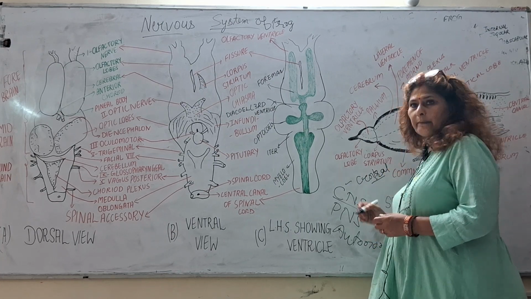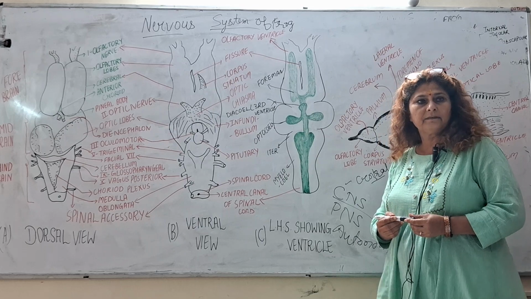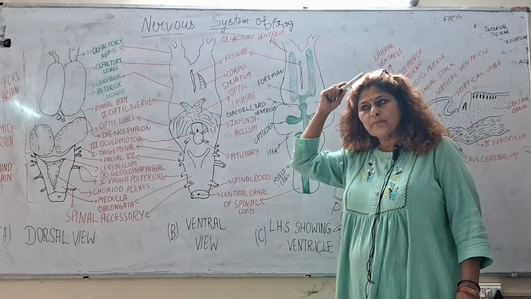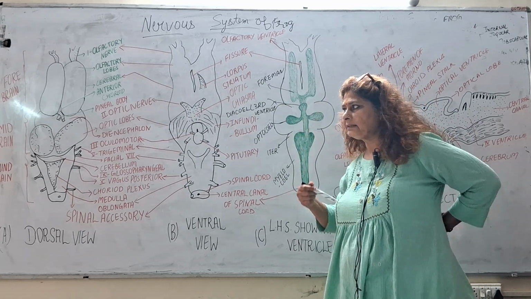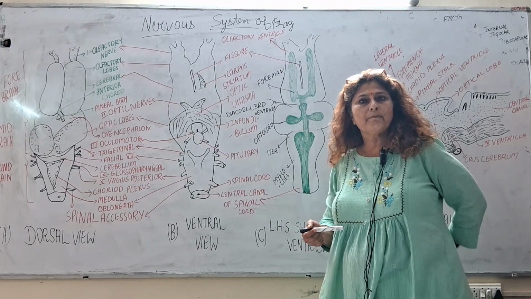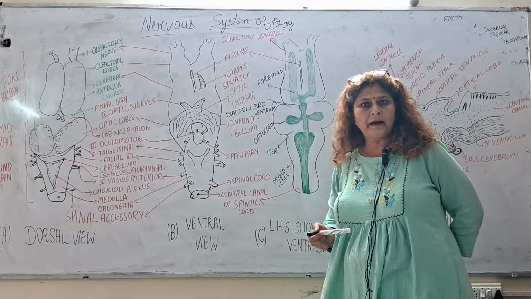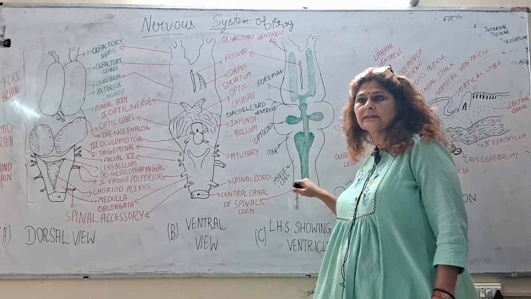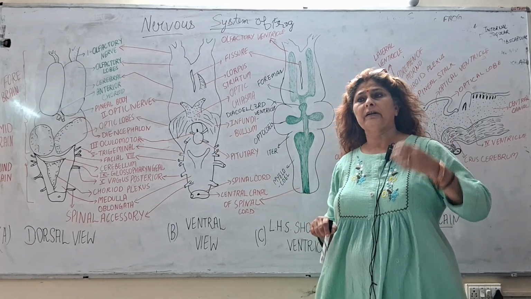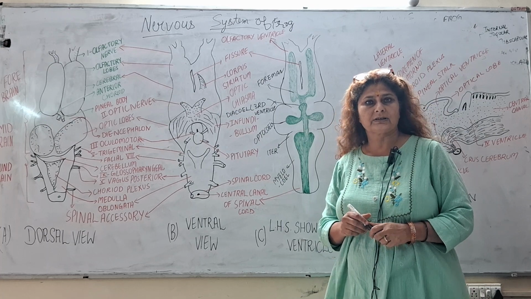As its name indicates, central, which is present in the center. It is the brain as well as the spinal cord. It forms the brain and spinal cord, that is called the central nervous system. Then is the peripheral nervous system.